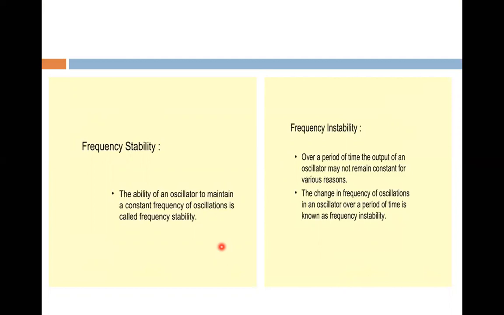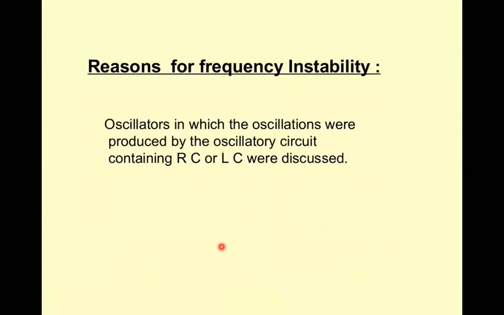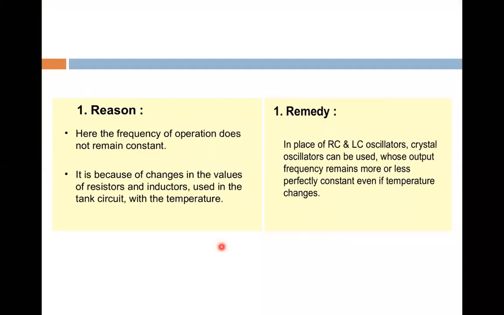What is frequency instability? Over a period of time, the output of an oscillator may not remain constant for various reasons. The change in frequency of oscillations in an oscillator over a period of time is called frequency instability. Oscillators in which the oscillations are produced by the oscillator circuit containing RC or LC were discussed. Now we will have the reason and the remedy for each of the frequency stability issues. Here, the frequency of operation does not remain constant. It is because of changes in the values of resistors and inductors used in the tank circuit with temperature.